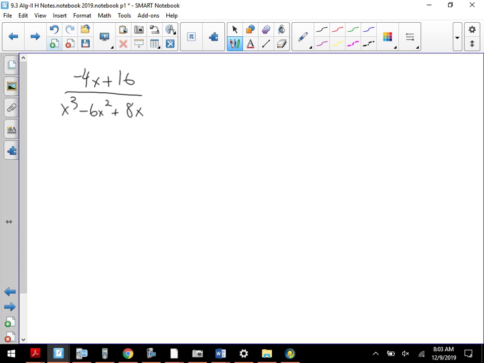So first thing we do is get our x-intercept. Remember, your x-intercept is the 0 of the numerator. So just set the numerator equal to 0. We get x is 4. Okay, so there's your x-intercept. Your vertical asymptotes are the zeros of the denominator, so we have to factor that.